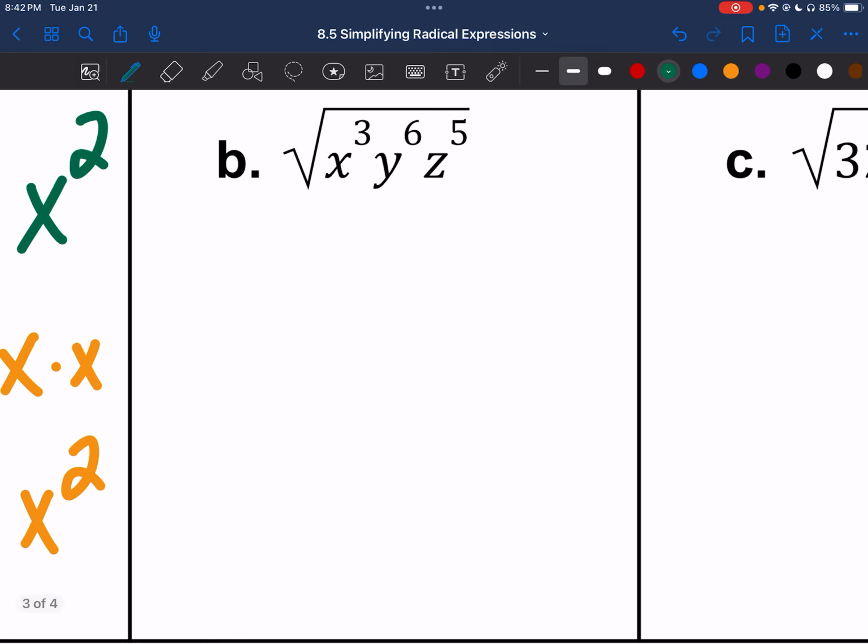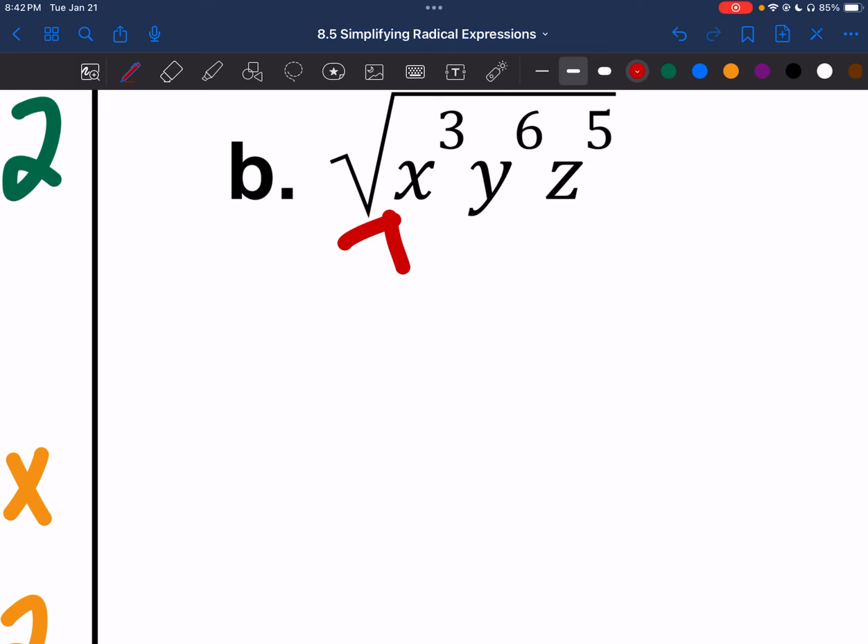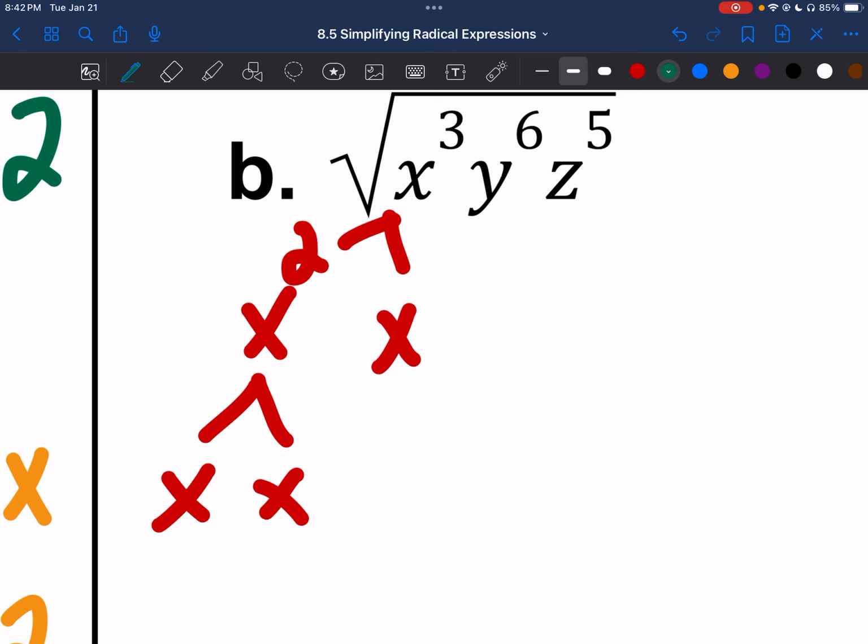All right, letter B. So this is one where we get a little more complex, and it's just going to get a little messier because you've got a lot of stuff going on. Now, this first one, x to the 3rd, we've got an odd number. So what you could do is say, well, x to the 3rd is just x squared times x. So x to the 2nd power times x, right? We just separated out that odd number. And then x squared is x times x.